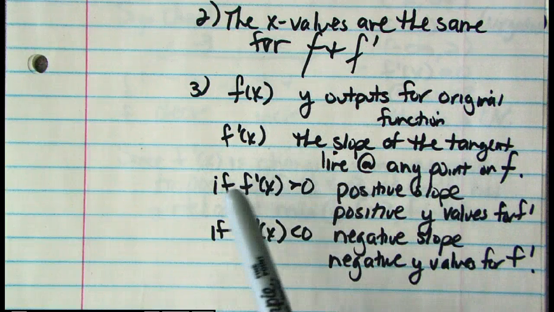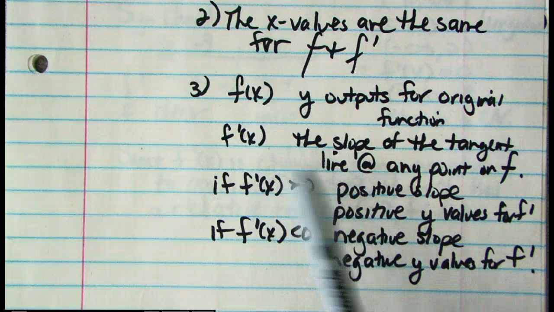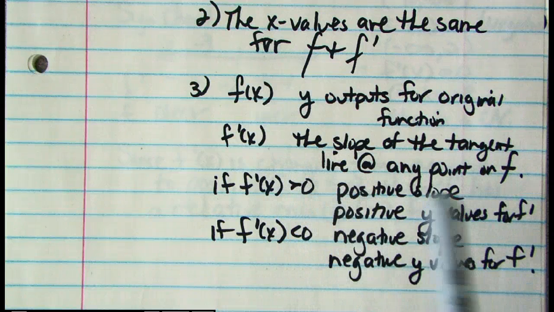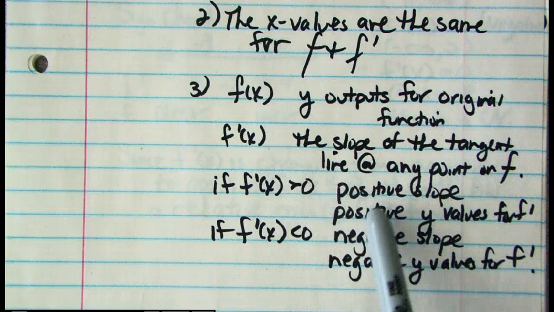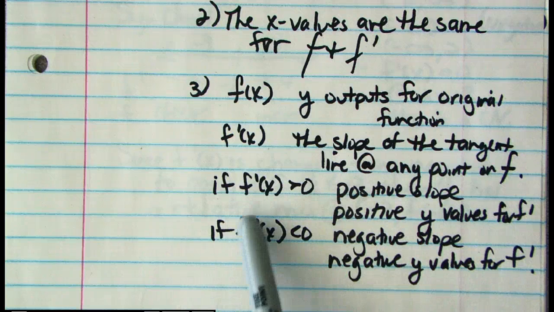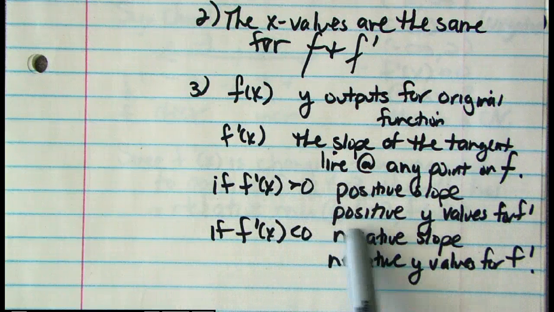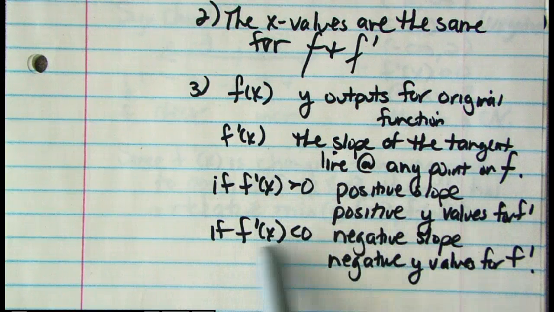And so if these outputs from my slope are positive, greater than 0, that means it's a positive slope. Those are positive y values for f prime. If my f prime of x happens to be negative numbers, which is what less than 0 means, then that means this is a negative slope, the negative y values for f prime.